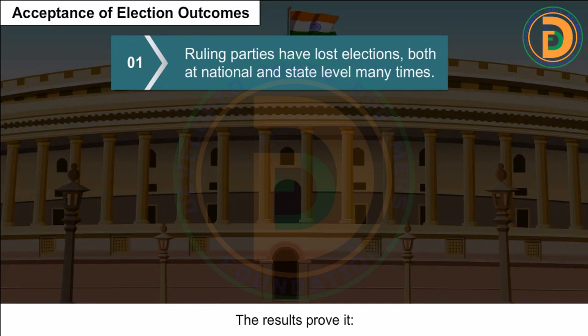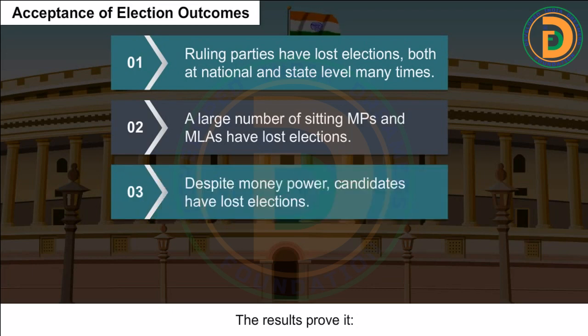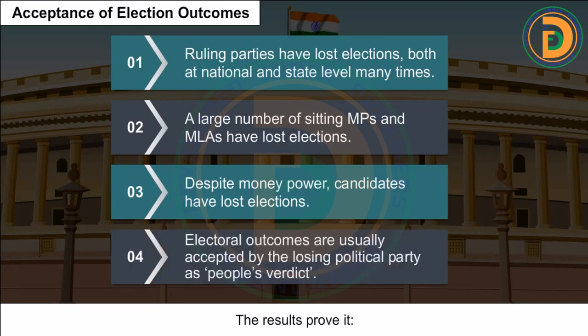1. Ruling parties have lost elections both at national and state level many times. 2. A large number of sitting MPs and MLAs have lost elections. 3. Despite money power, candidates have lost elections. 4. Electoral outcomes are usually accepted by the losing political party as people's verdict.